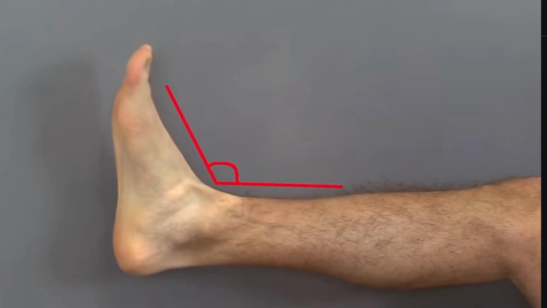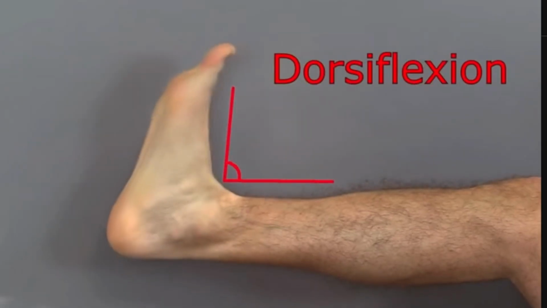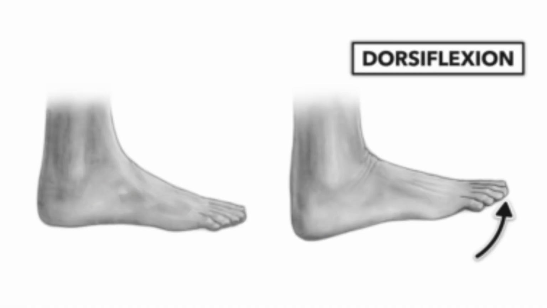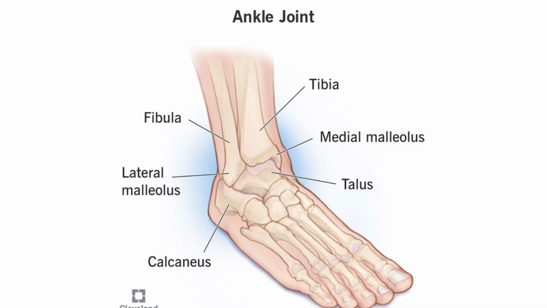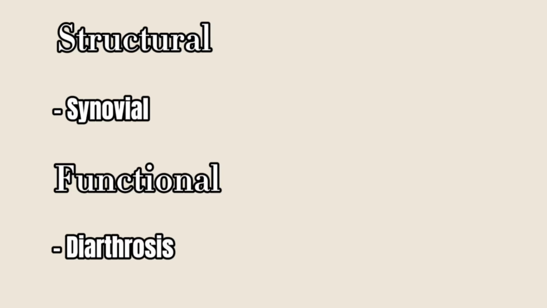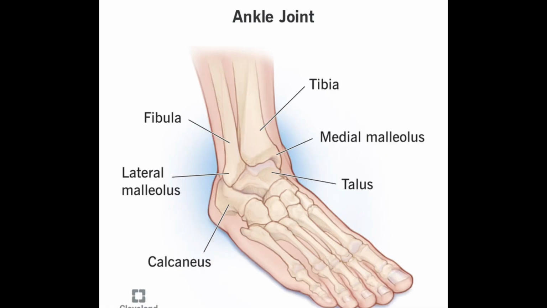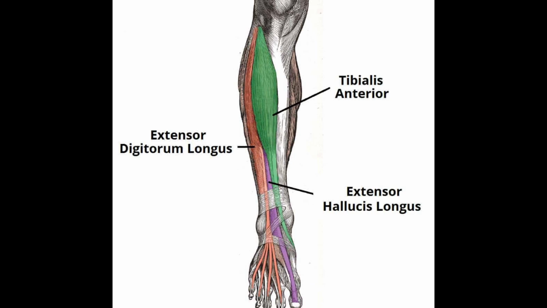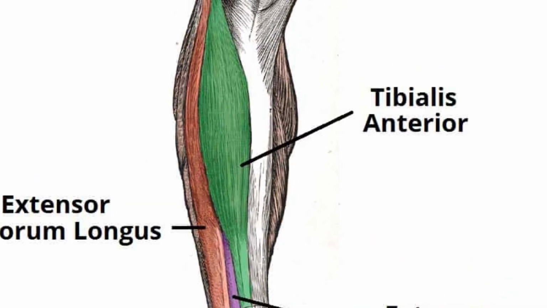Dorsiflexion. Dorsiflexion occurs when the ankle bends, raising the toes upward, and this decreases the angle between the dorsal side of the foot and the tibia, and the joint in use is the ankle joint. The structural is synovial, and the functional is diarthrosis. The bones used in this movement are fibula, talus, and tibia. The muscle used in this movement is the tibialis anterior muscle.